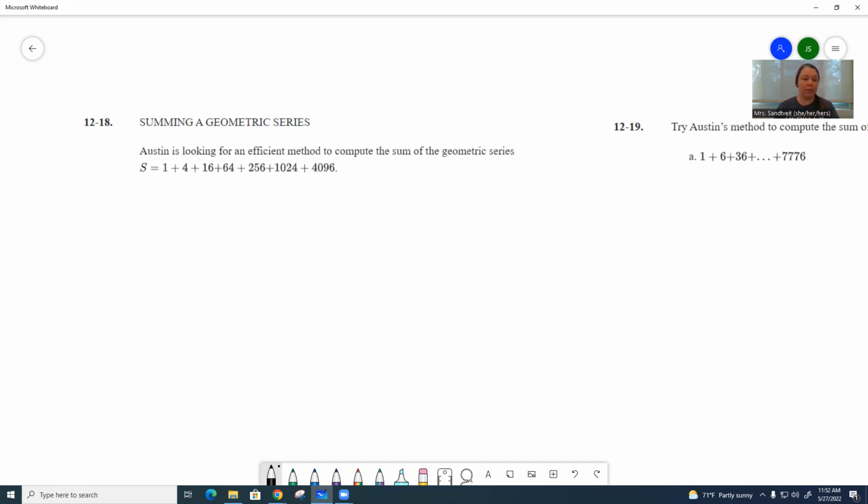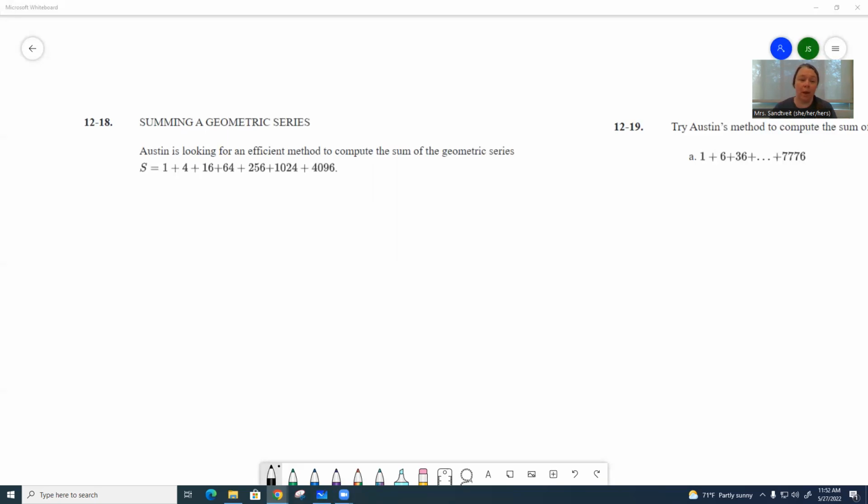So for this first one, it says Austin is looking for an efficient method to compute the sum of this geometric series. So he doesn't want to just put it into his calculator. He wants to come up with some method that he's going to be able to use for any geometric series. So we're going to start with this one.